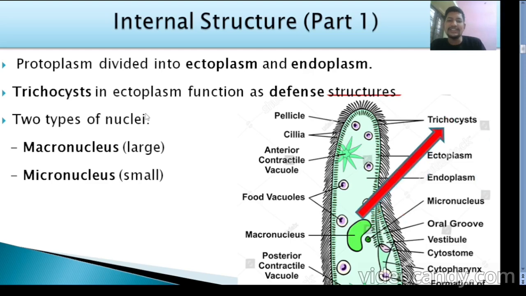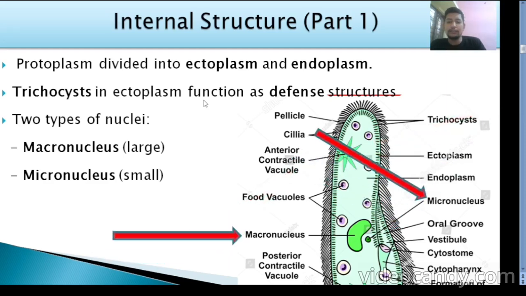The trichocyst is present in the ectoplasm, and it is assumed to help in defense. So it fights against the enemy. It is a very important part of the paramecium, which plays a very important role in protecting the paramecium against its enemies or predators.